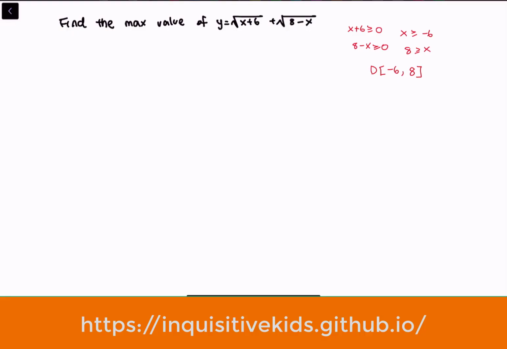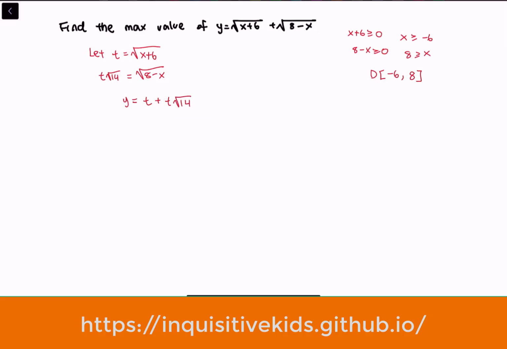So now let's apply what we used in the previous question. To solve, we can use the root substitution method. Let t equal the square root of x plus 6. And the square root of 8 minus x, if we want to represent it in terms of t, would be equal to t times the square root of 14. Now, y can be rewritten as t plus t times the square root of 14. So how can we make t plus t times square root of 14 as large as possible?